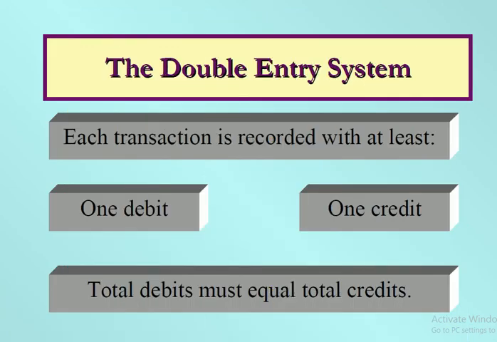In the double entry system, each transaction is recorded with at least one debit and one credit. But if there are more debits or more credits, the transaction is said to be a compound transaction. Total debits must equal total credits. The debit side and the credit side must both be in equality.